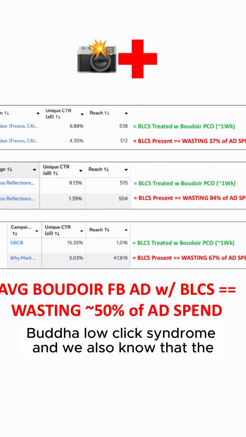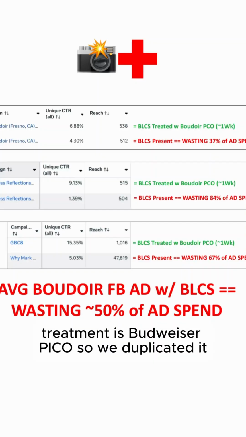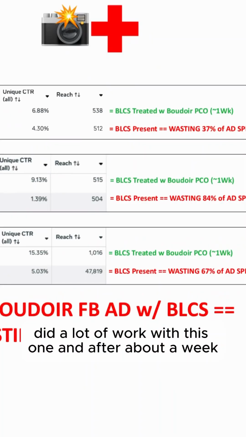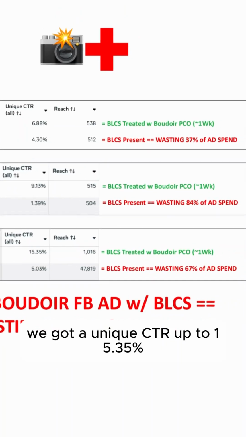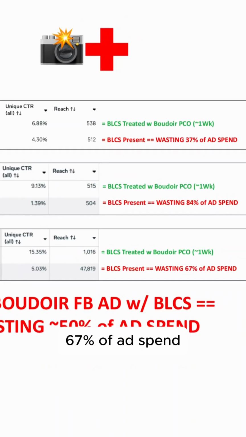And we also know that the treatment is Boudoir Pico. So we duplicated it, treated with Boudoir Pico, did a lot of work with this one. And after about a week, we got a unique CTRL up to 15.35%. So we found out the original Boudoir Facebook ad was wasting 67% of ad spend.